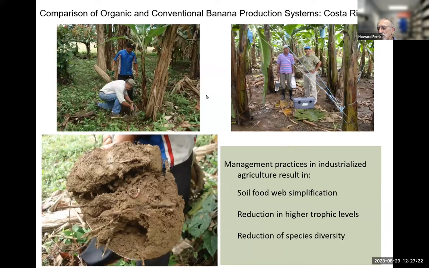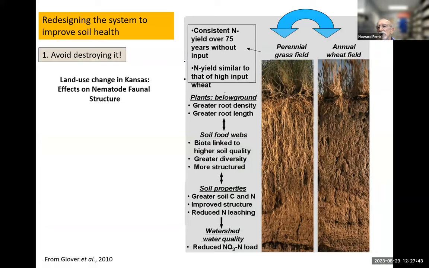So from these kinds of experiments, we conclude this: management practices in industrialized agriculture result in soil food web simplification, a reduction in higher trophic levels in the soil food web, the predator levels, and reductions of species diversity. Okay, so it would be nice to redesign the system to improve soil health, and the first step is to avoid destroying it.